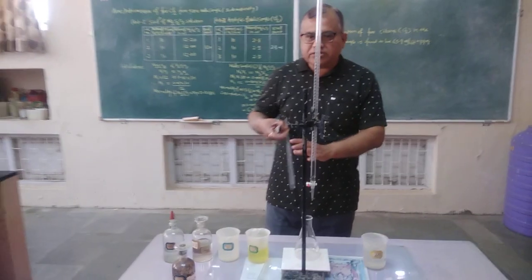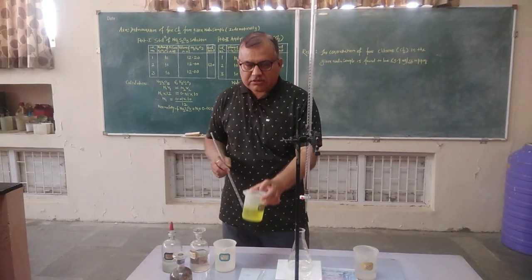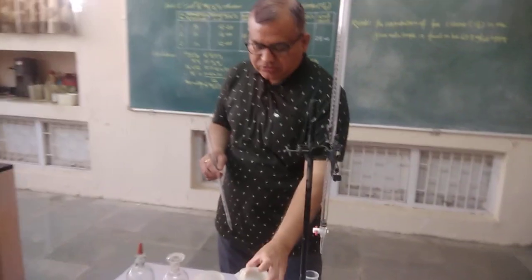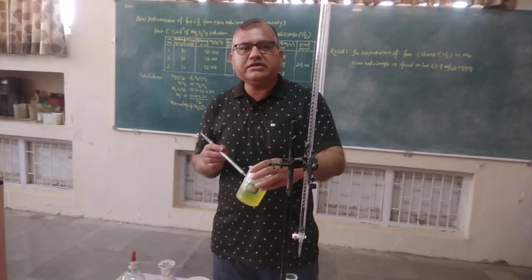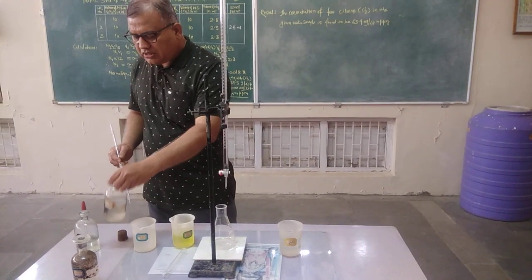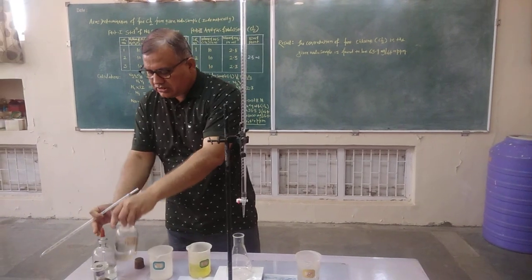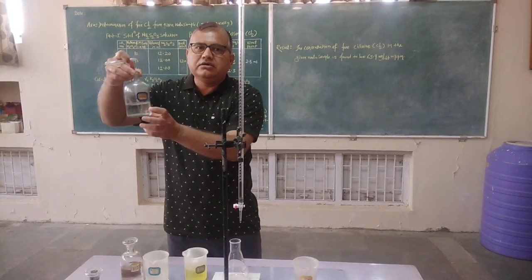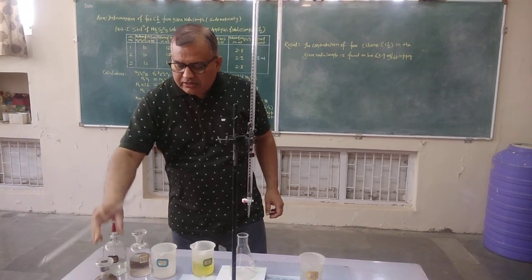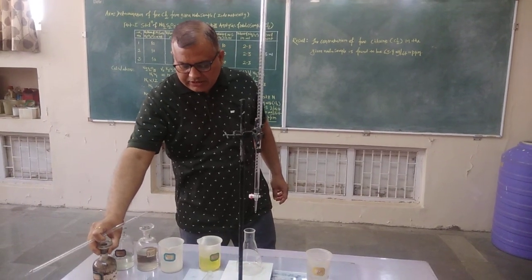What solutions are required now? As per the experiment we require the K2Cr2O7 solution. This yellow colored solution is the K2Cr2O7 solution whose normality is N/100. Then we require KI solution, that is potassium iodide solution. Then we require an HCl solution. Then we require a starch solution. In this experiment the starch is used as an indicator.